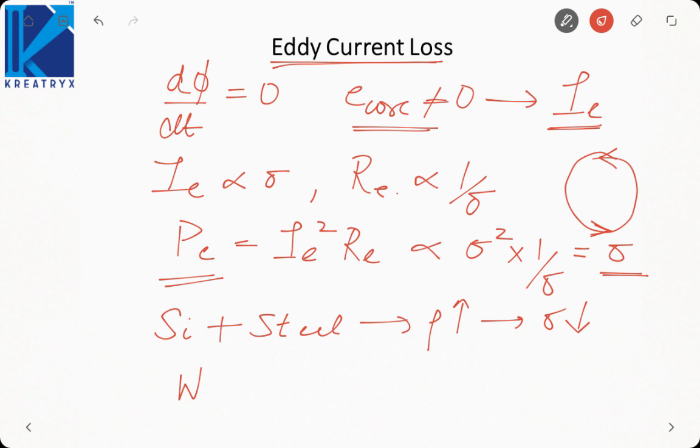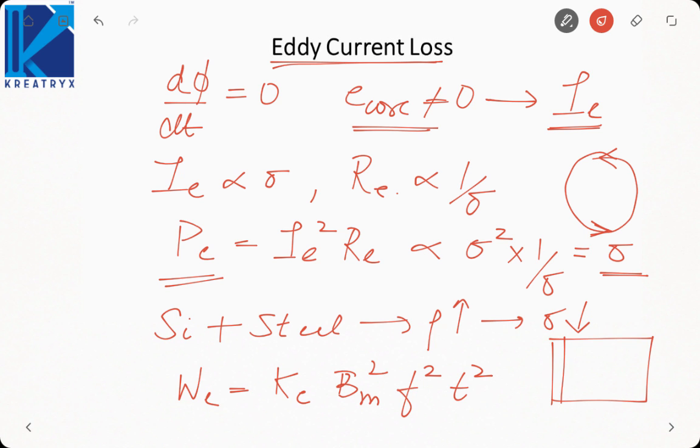Now eddy current losses are given by some constant Ke into Bm square, where Bm is the maximum value of magnetic flux density in the core, into frequency square into T square. T is the thickness of the lamination used to design the core. When we laminate the core, each lamination will have some thickness T. By doing lamination, I effectively reduce the thickness of the core. Earlier the core was this much thick, but after lamination the thickness is reduced. So my eddy current losses will also reduce.